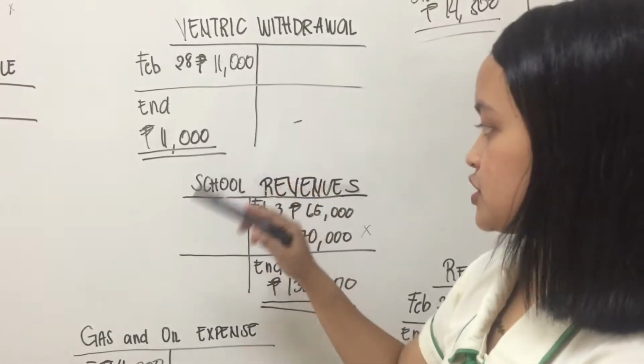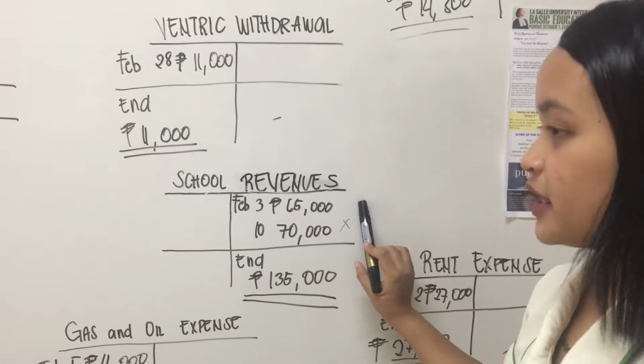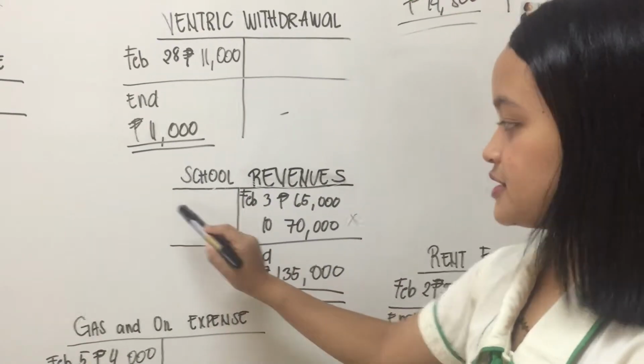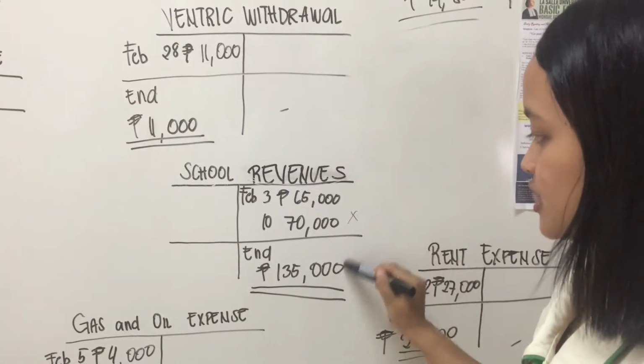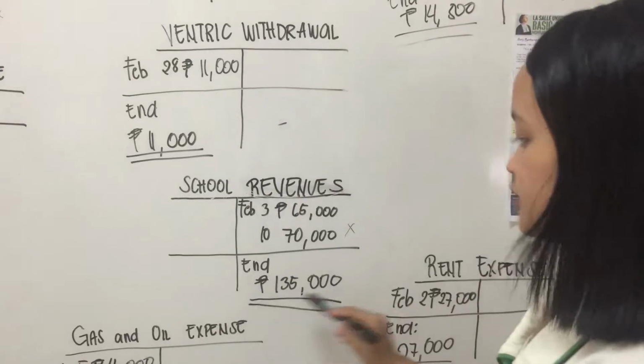School revenues. So the normal balance of the revenues is credit. And then since there is no credit here, it means zero. Then you are just going to add this one to get the normal balance, which is 135,000. And don't forget to double rule.